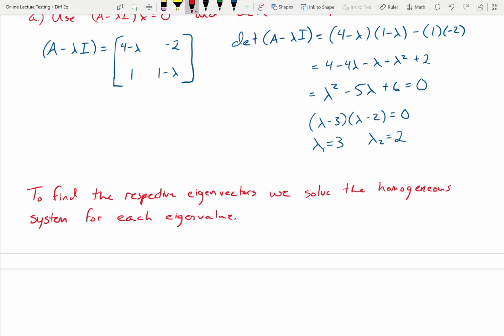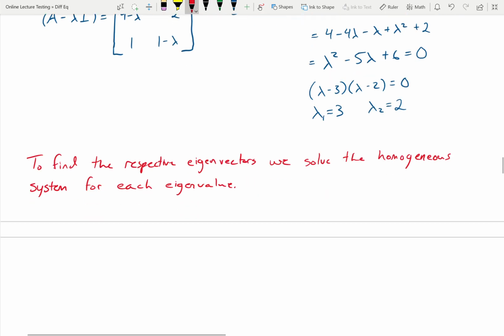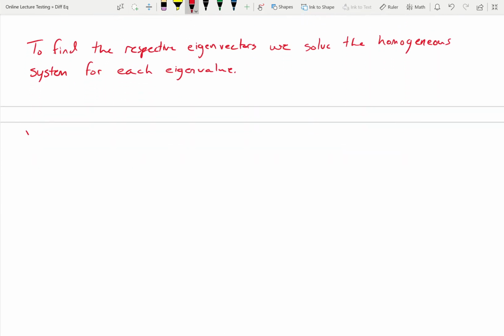All right, so what we're going to do is plug lambda 1 and lambda 2 back in separately into our particular equation. So let's deal with lambda 1 equal to 3. So that means A minus 3I, which is equal to, again, 4 minus 3, negative 2, 1, and 1 minus 3. So that means the matrix that we're going to look at now is just 1, negative 2, 1, negative 2.